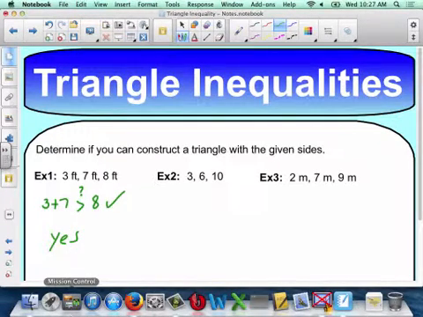Next triangle. All right, so Kayla, what about number 2? 3 plus 6 is 9. 9 is not greater than 10. All right, Patrick, what about number 3? Why not?